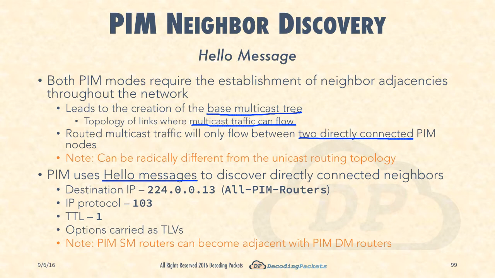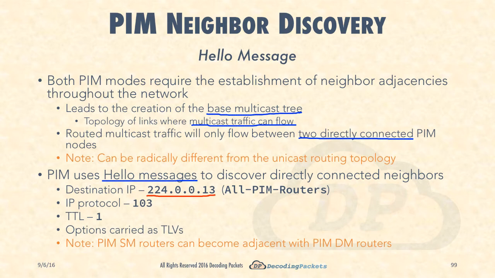The hello message itself is just a PIM message, so essentially it's just an IP message. There is the source IP, which is not mentioned here, but the source IP is just the IP of the exit interface. So whatever IP is assigned to the exit interface of the router, that is used as the source IP. The destination IP by now should start looking a little bit familiar. This is 224.0.0.13, or the well-known IP for all PIM routers.